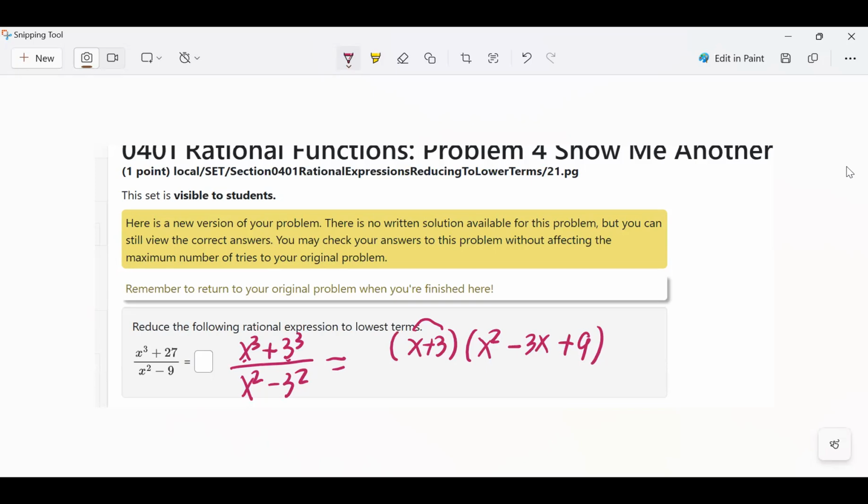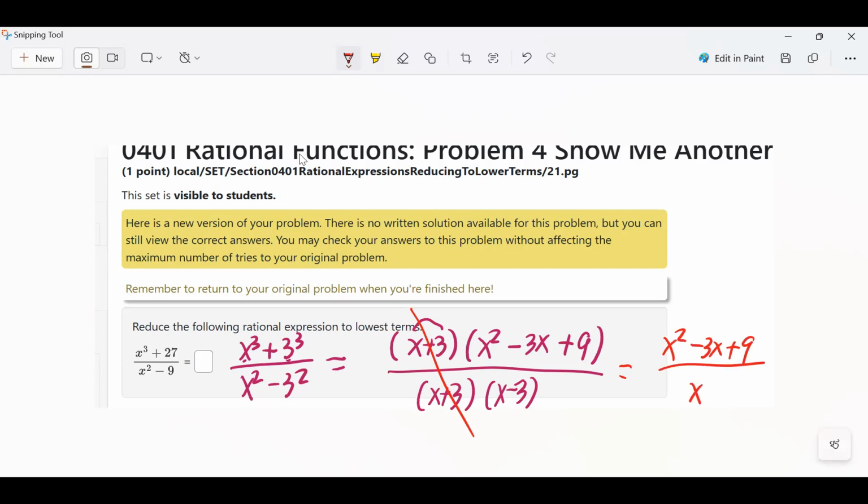Okay, so now on the bottom, we're just going to factor this: x plus 3, x minus 3. Now you cancel the x minus 3 here. So the remaining is the answer, x squared minus 3x plus 9 over x minus 3. Okay, so that's basically how you tackle this type of question.